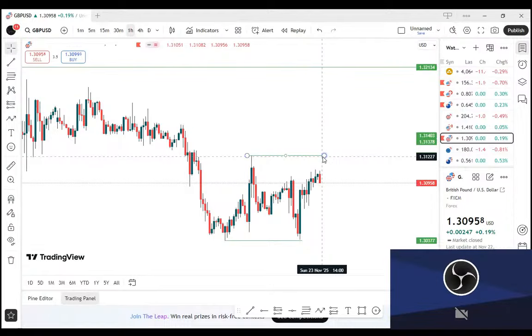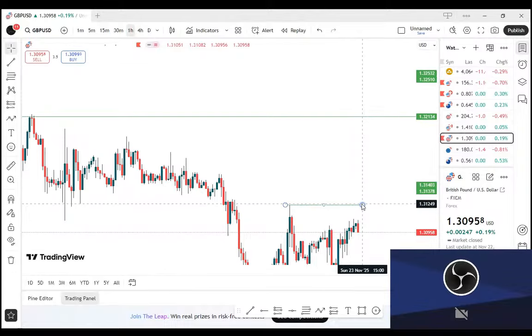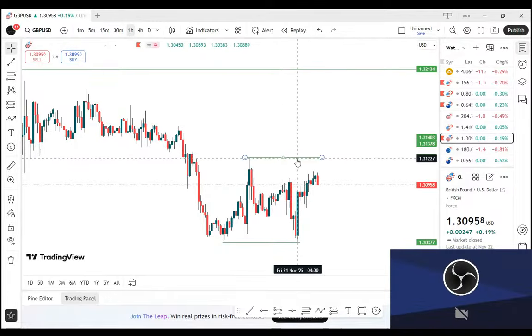So this is another high being created here. If this high is being broken, it now makes the work very easy for you. If the high is broken, it's giving you a shift in price, telling you that price is coming all the way to 1.32134. There's a shift in price. So if this high is being respected, this is still a selling opportunity.